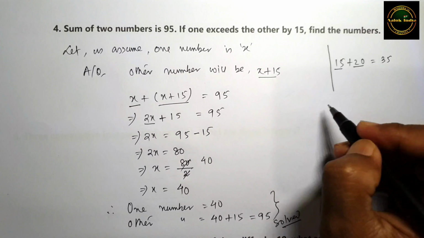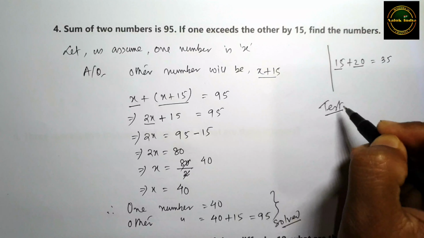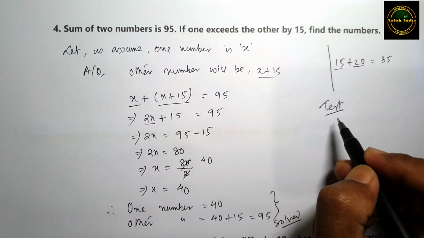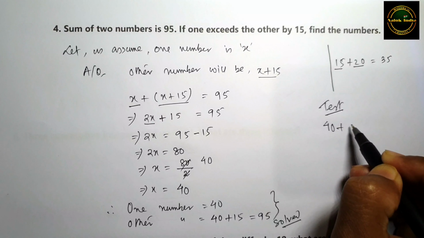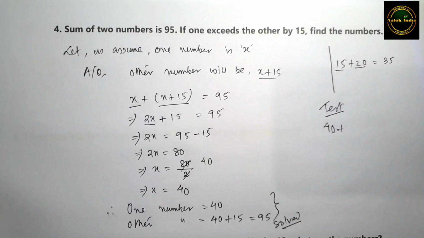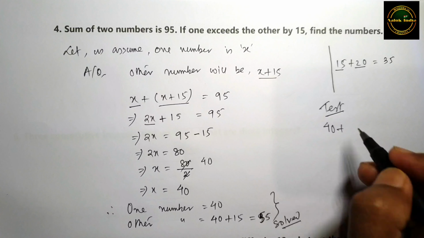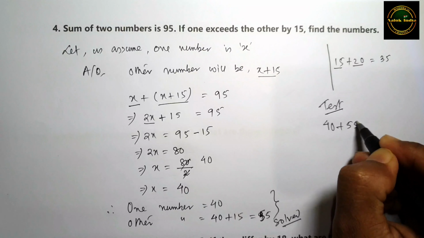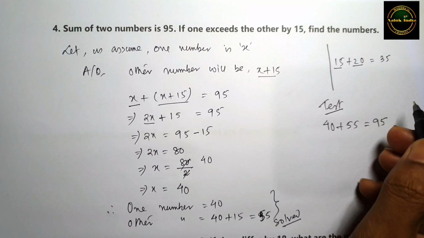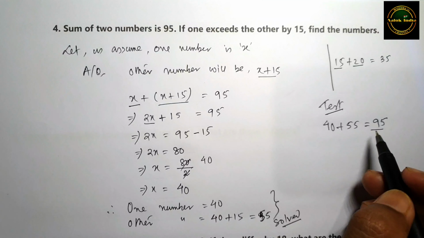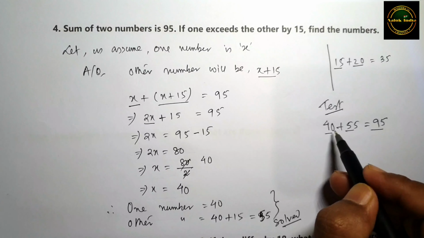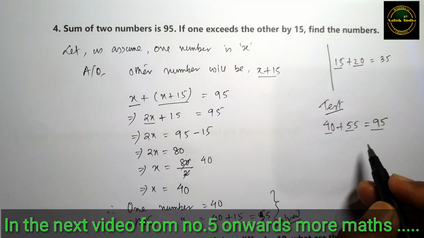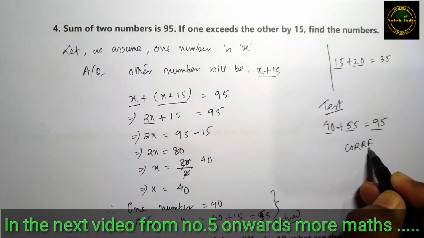Now let's check our answer. They said the sum of the two numbers is 95. So one number we got is 40, and the other number, sorry, will be 55, since 40 plus 15 is 55. So the sum is 40 plus 55, that is 95. So ultimately our answer matches, and we can see that 55 exceeds 40 by 15. So ultimately our solution is absolutely correct.